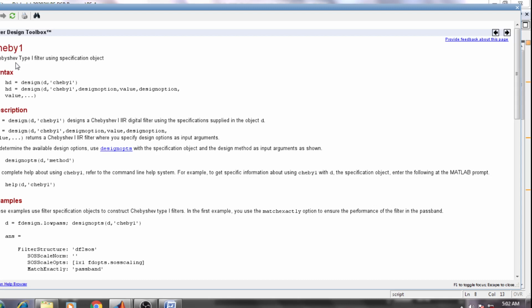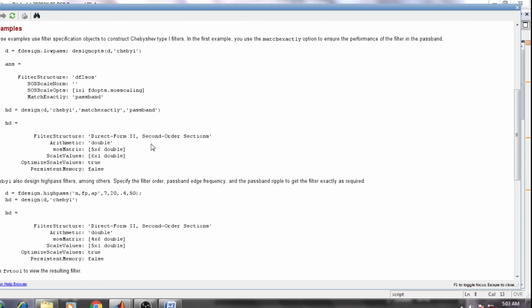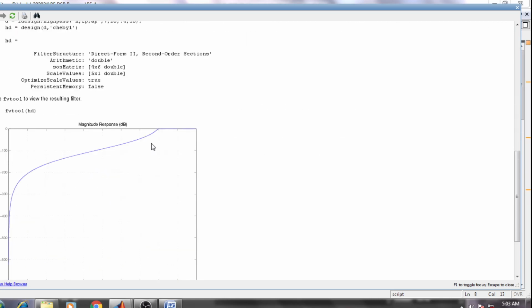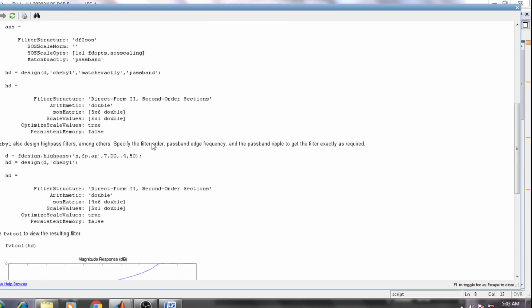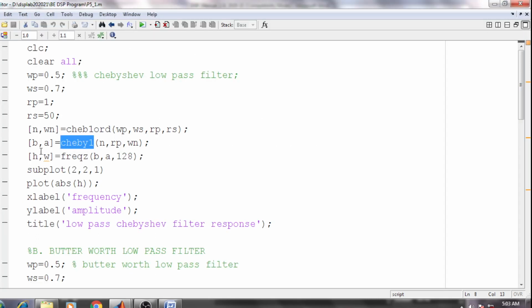Okay, so the purpose of this filter is to design the IIR using the given specifications. Here you can design both the low pass as well as the high pass filter. You pass the parameters N, RP and Wn to this filter, and then you will get the two coefficients, that is B and A.